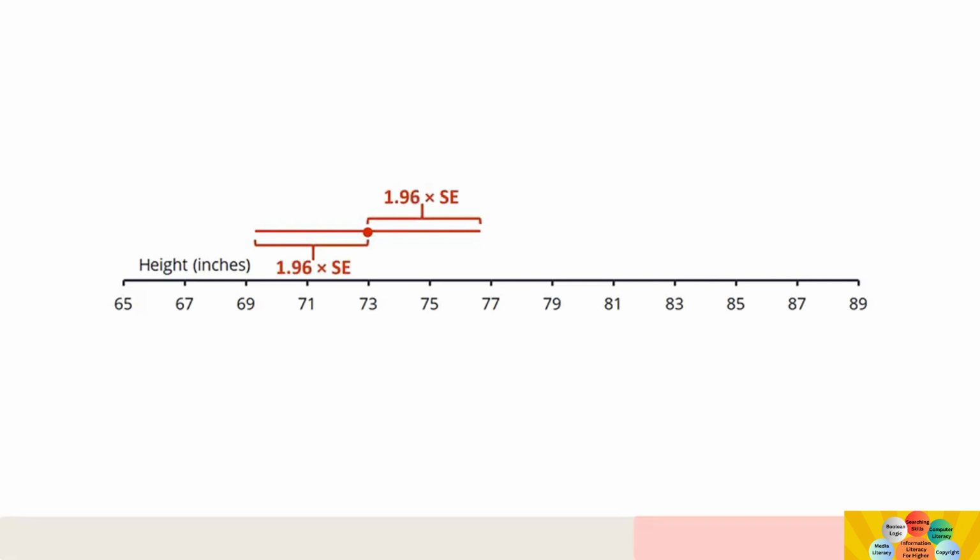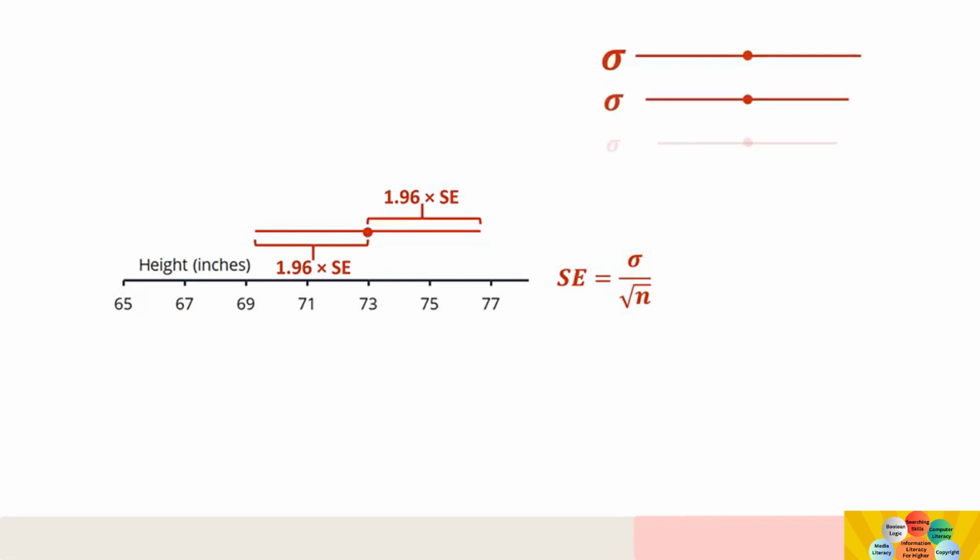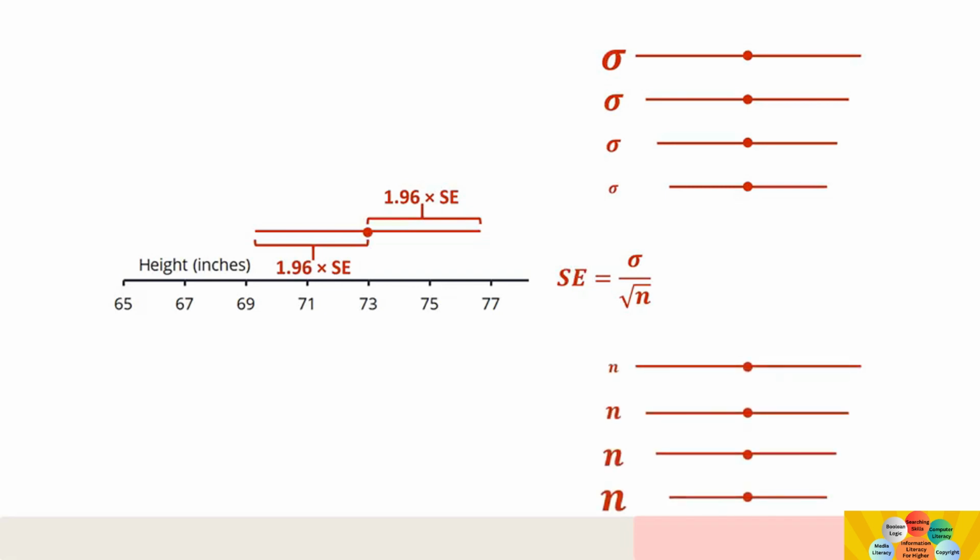So when a variable has less variability, that is, when sigma is smaller, the 95% confidence interval will be smaller. And that makes sense. When there is less variability in the data, the sample mean will tend to be closer to the population mean. Also, when larger samples are drawn, that is, as n gets larger, the confidence interval will become smaller. Again, this makes sense because we know that we get more accurate estimates of the population mean when we draw larger samples.